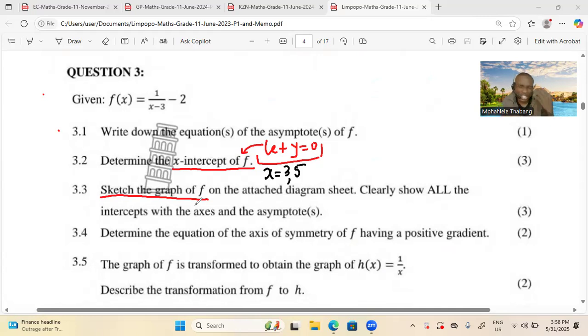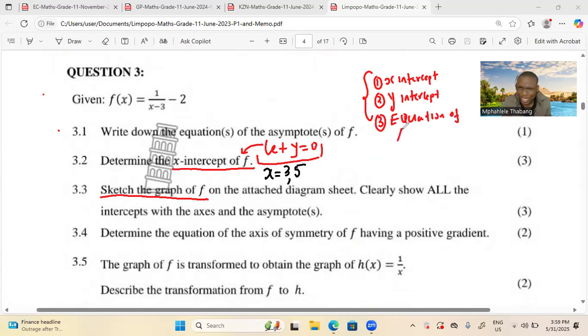Okay, grade 11s, this is what you need in order to sketch the graph of a hyperbola. You must have the x-intercept, and I do have the x-intercept here. It's 3,5. You must also have the y-intercept, which I'm still going to calculate. Another thing, in order for us to sketch the graph, we must know the equation of the asymptotes.